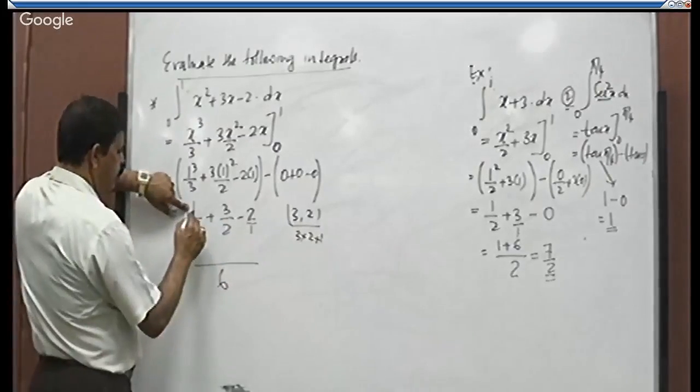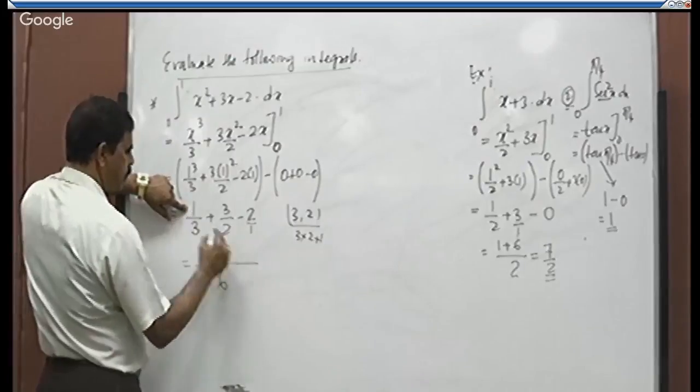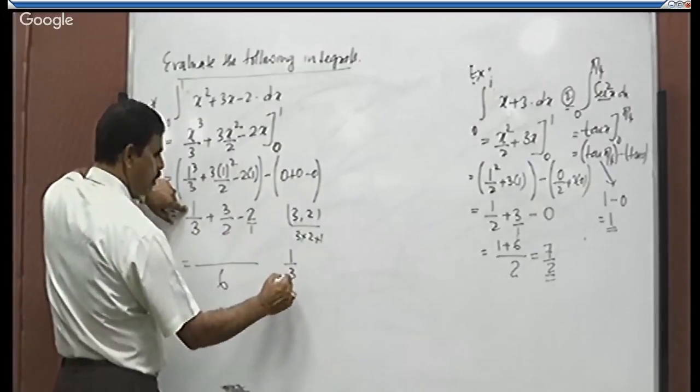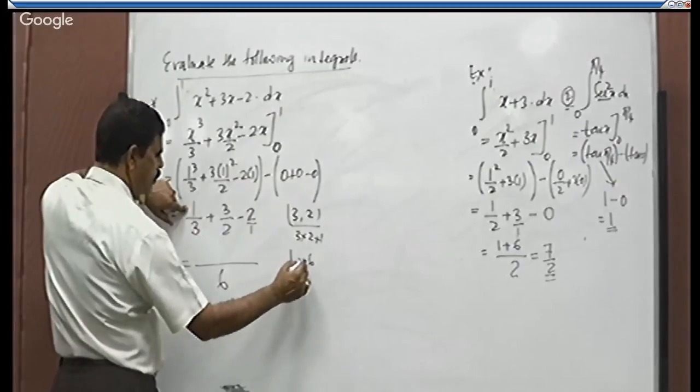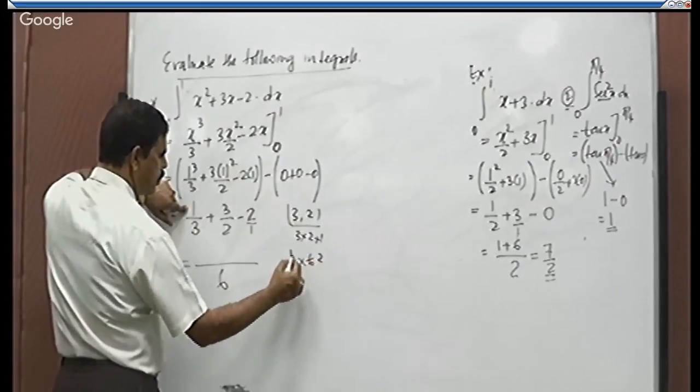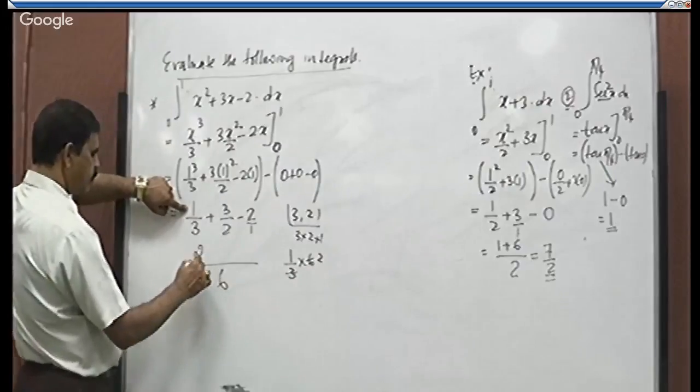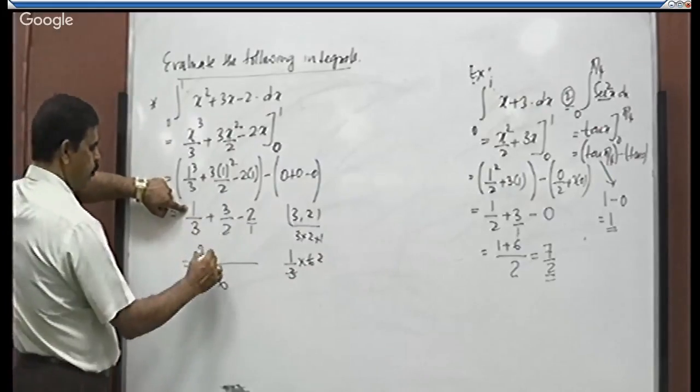Then we have to replace this one. How is it changed? Take the whole fraction and multiply it with the LCM. What is the LCM? 6. 3 1s are 3, 2s are 6. So 2 into 1 is what? 2 into 1 is 2. Right. What is the symbol? Plus.